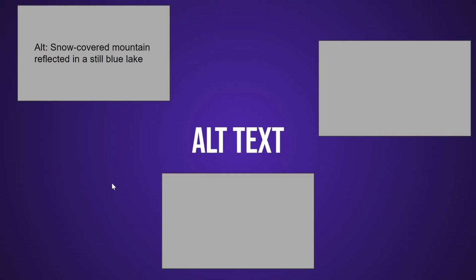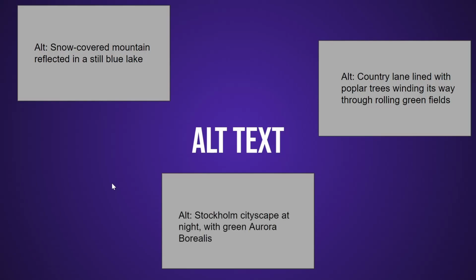And if you know what blue looks like, that helps you in some senses. Some people don't know what colours look like, but they can help in describing an image, and in any case, I wouldn't rely on colour by itself. But just by providing this extra alternative text, it gives you something to imagine. The second one, a country lane lined with poplar trees winding its way through rolling green fields. And the third image, Stockholm cityscape at night with a green aurora borealis.